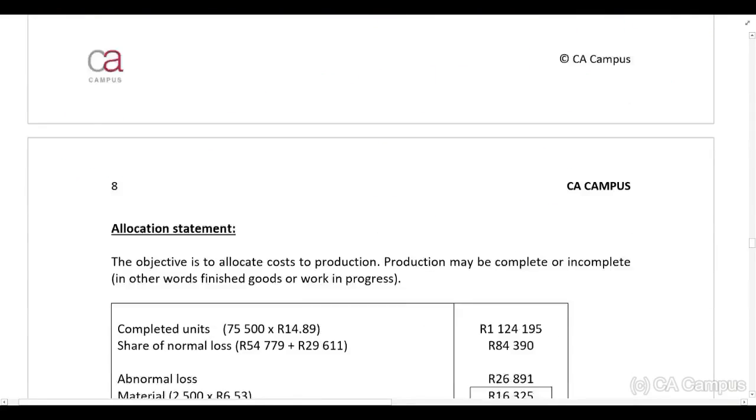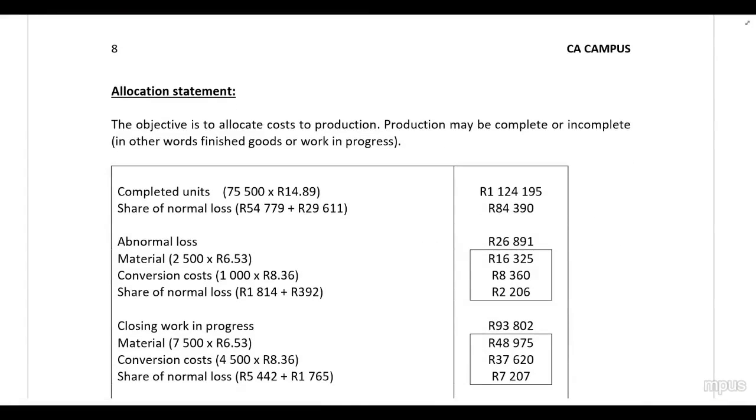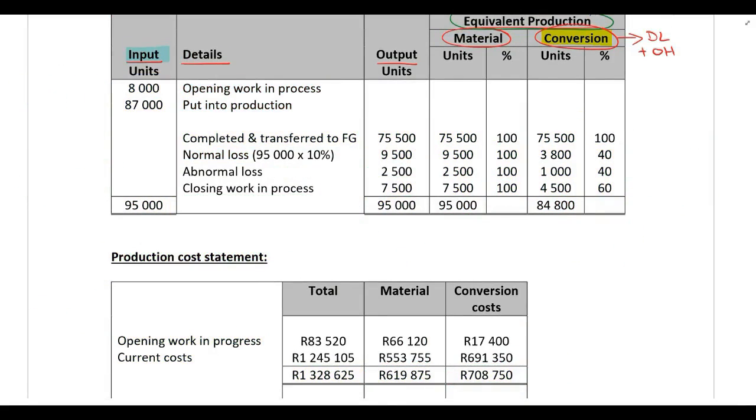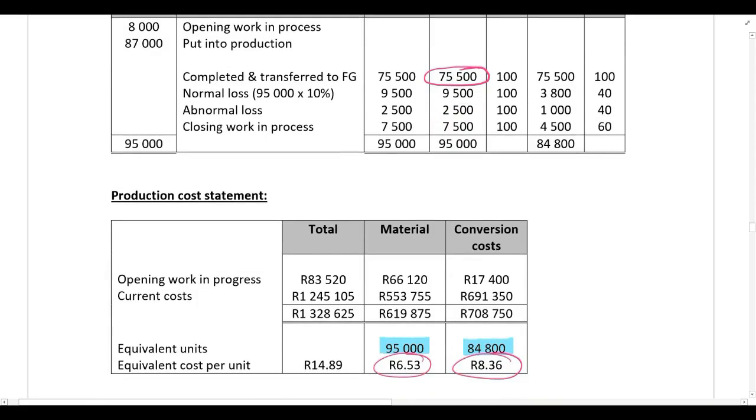Further to that, the allocation statement isn't too bad. There's one or two things that's tricky, but it's not too bad. And this is the last statement that you need to be able to prepare. I take my units off my quantity statement. So under material, I've got 75,500 units that were completed. I'm going to multiply that by 6.53 Rand. I take the units under my conversion column. I multiply that by 8.36 Rand. So take the units, multiply it out by the cost, and we must make sure that when we're done, all of these units here have been ticked off. So all of the units are going to be multiplied out by the cost.